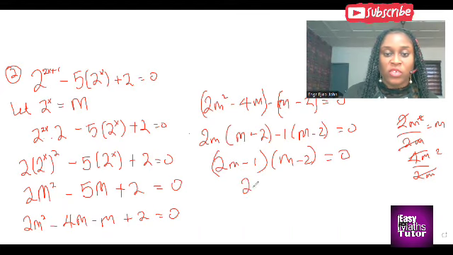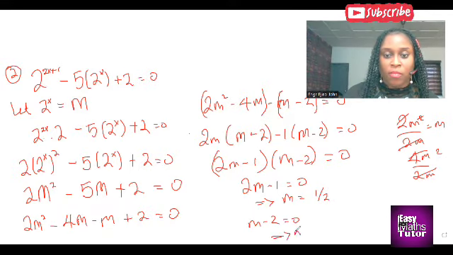So we have 2 functions of m, 2m minus 1 equal to 0. Therefore, m will be 1 over 2. m minus 2 equal to 0. Therefore, m will be 2.